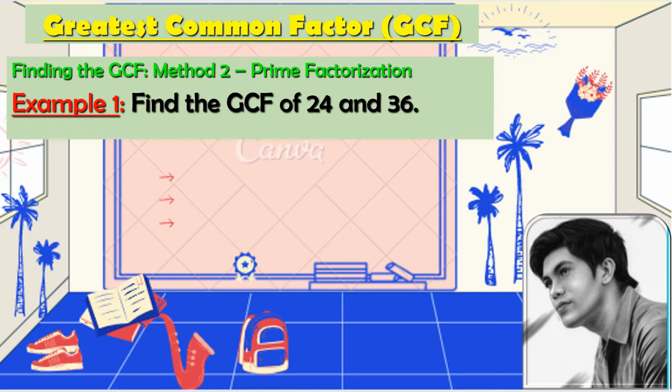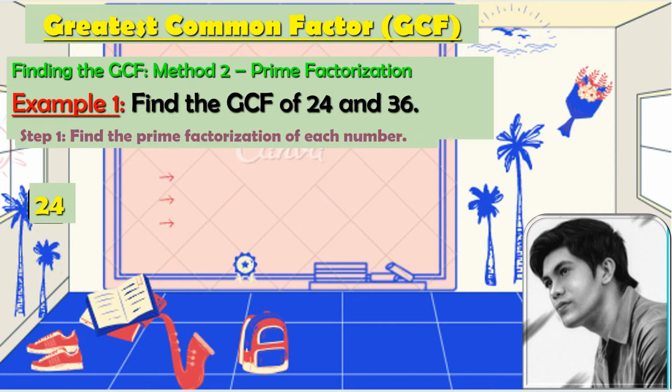To find the GCF of 24 and 36, find the prime factorization of its number, like this one, 24 and 36. Magsulat ka lang ng dalawang number sa papel mo. 24 sa kaliwa, 36 sa kanan. Then mag-isip ka ng dalawang number na pwede mong i-multiply na ang sagot ay 24. At isa sa mga number na gagamitin mo ay prime number. So alam naman natin na ang prime number, ang number na kung saan dalawa lang ang factors, 1 at ang kanyang sarili.